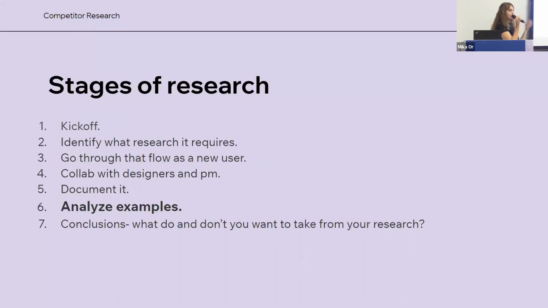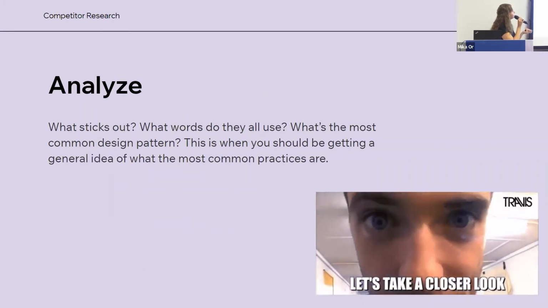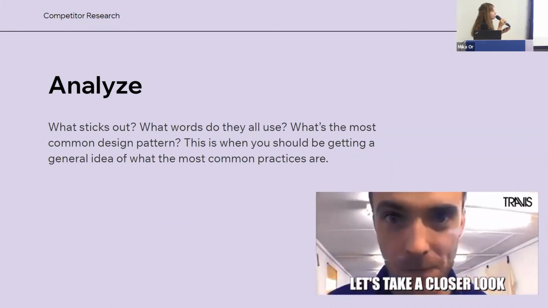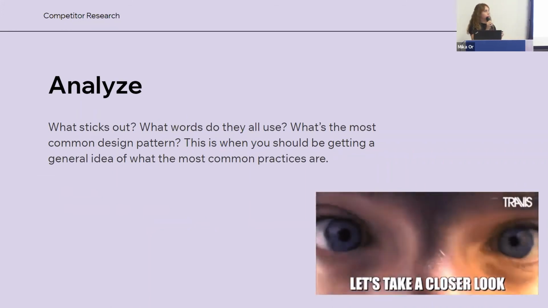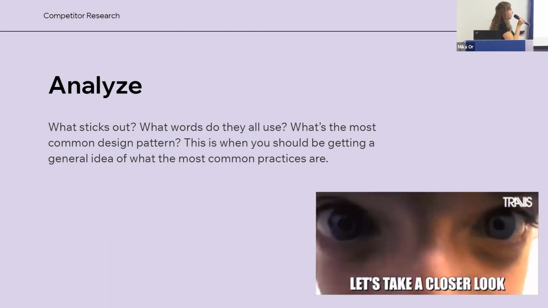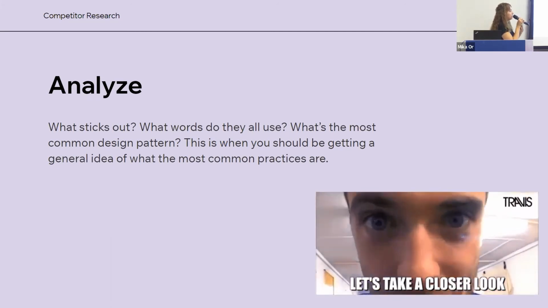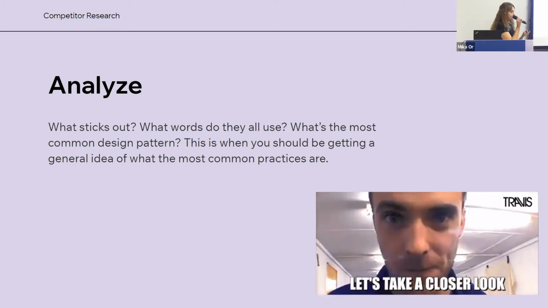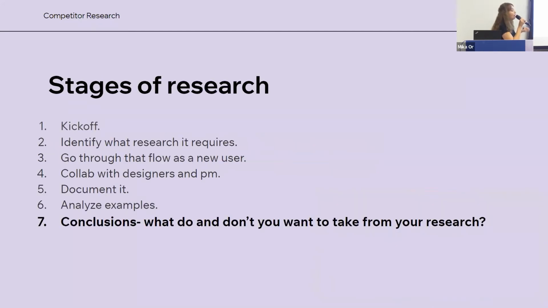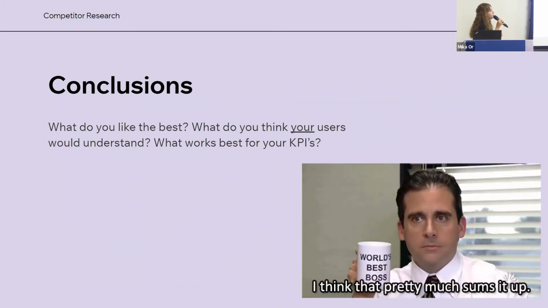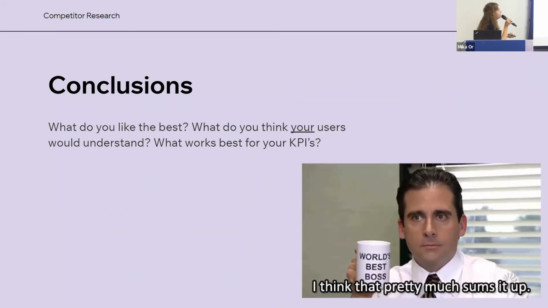And when you do that, you begin to analyze. So you want to look out for what sticks out, what words do they all use, what's the most common design pattern. This is when you should be getting a general idea of what the most common practices are. And lastly, it's time for conclusions. So you want to see what do you like best from the research, what do you think your users would understand, and what works best for your KPIs.